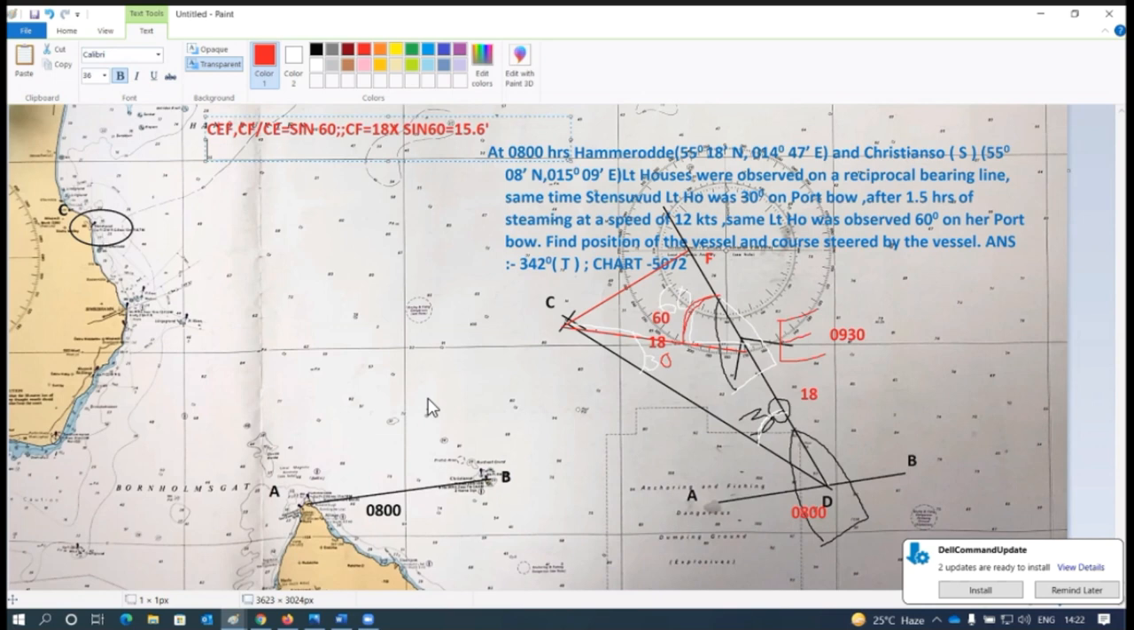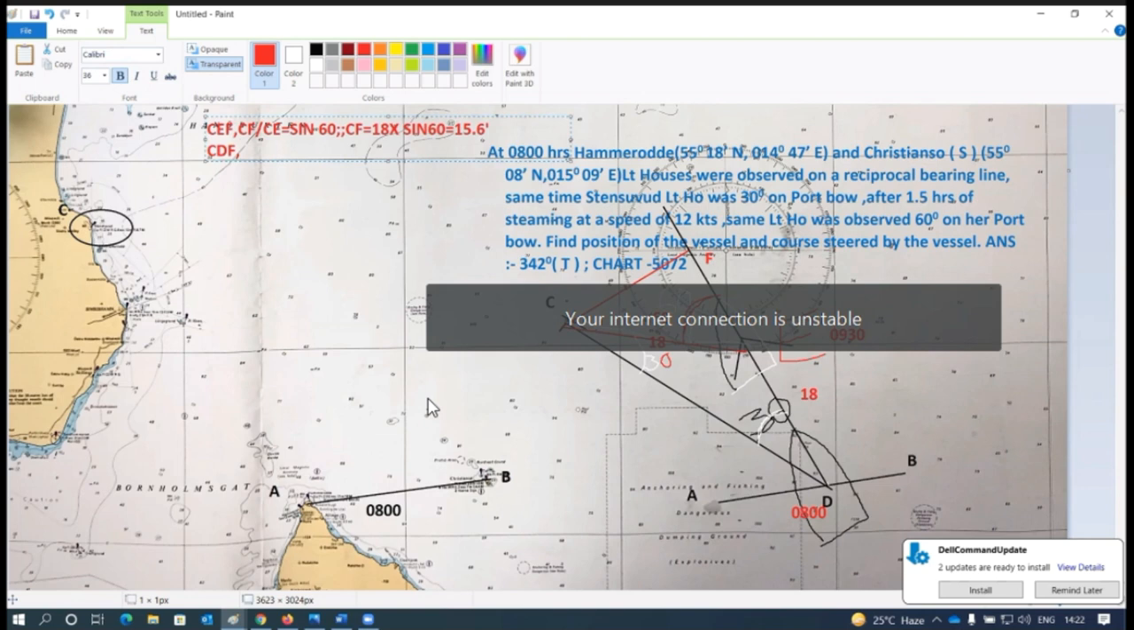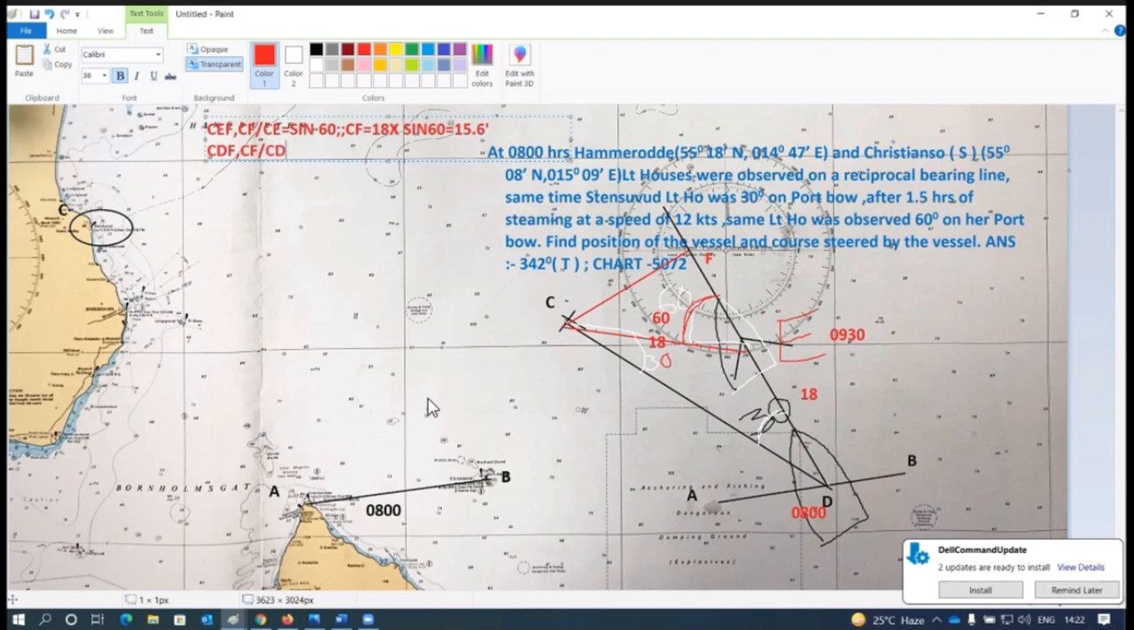DF, CDF, this is also a right angle triangle. We can write CF divided by CD, again the sine part, for 30 degrees, triangle CFD: perpendicular by hypotenuse is equal to sine theta. Theta is 30. We know the value of CF. Therefore, CD is equal to 15.6 into 2, which is 31.2. Now, what is CD? CD is the distance of the vessel from the lighthouse at 8 o'clock.